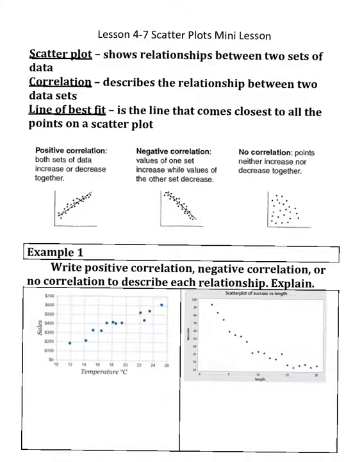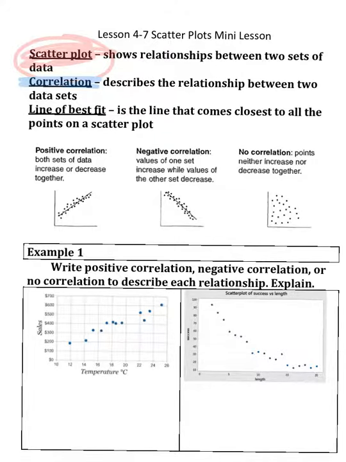Hello. Today we're going to be looking at lesson 4-7, scatter plots mini lesson. A scatter plot is another way to display data. Typically it's going to show you a relationship between two different sets, and you're trying to identify whether or not there is a correlation. So when we look at the definition of correlation, which is our second definition here, it says it describes a relationship between two sets. There are situations where you can have a positive correlation, a negative correlation, or no correlation.